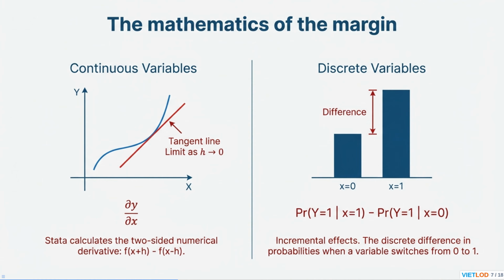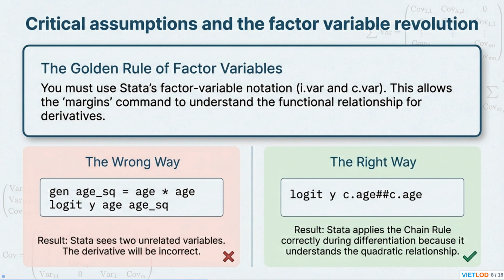In contrast, for discrete variables, such as a binary indicator for union membership, we cannot use a derivative. Instead, we calculate an incremental effect, which is the discrete difference in the predicted outcome as the variable switches states, typically from 0 to 1. This means we compare the predicted probability of an event when the variable is 1 against when it is 0. Both of these approaches are fundamental to how Stata's margins command translates coefficients into interpretable effects.